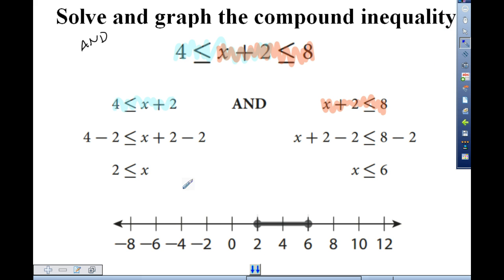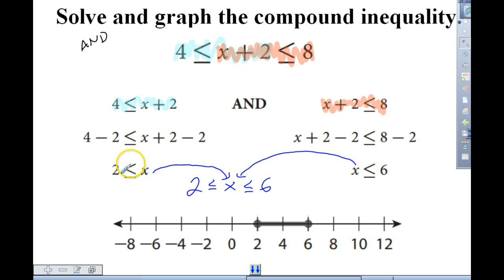So we have here 2 is less than or equal to x, and here, combine this x with this x, the same x. So really, x is less than or equal to 6. You can see how I combine these two separate x's into one, and I get my final answer: all the numbers between 2 and 6, inclusive. Remember that word inclusive from yesterday? It means it includes 2 and 6. That's why they're both less than or equal to.